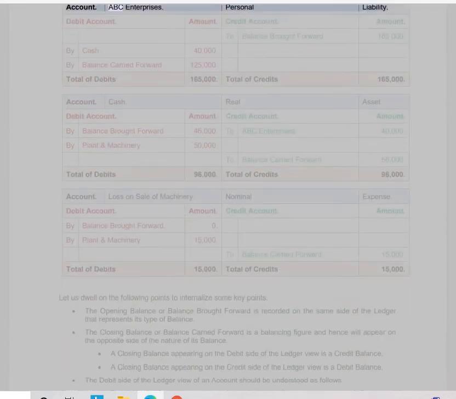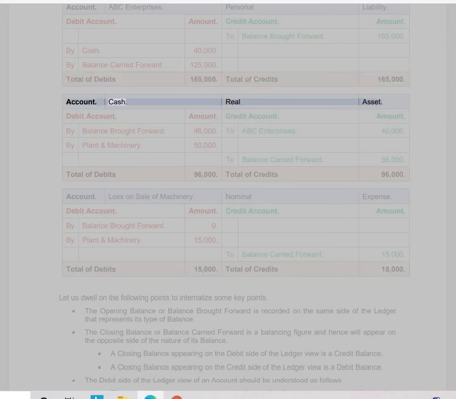Account: ABC Enterprises, personal liability. Debit account, amount, credit account, amount. To balance brought forward 165,000. By cash 40,000. By balance carried forward 125,000. Total of debits 165,000. Total of credits 165,000.